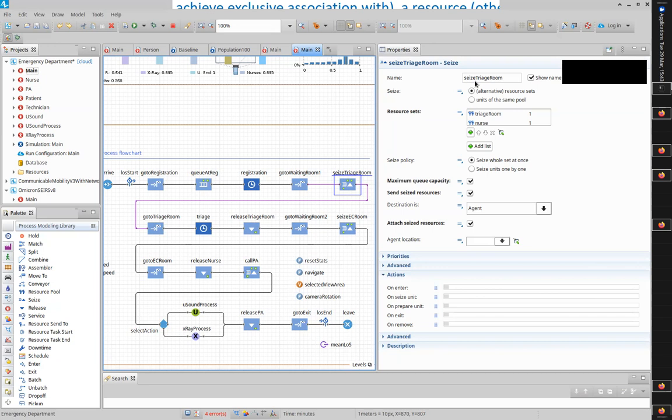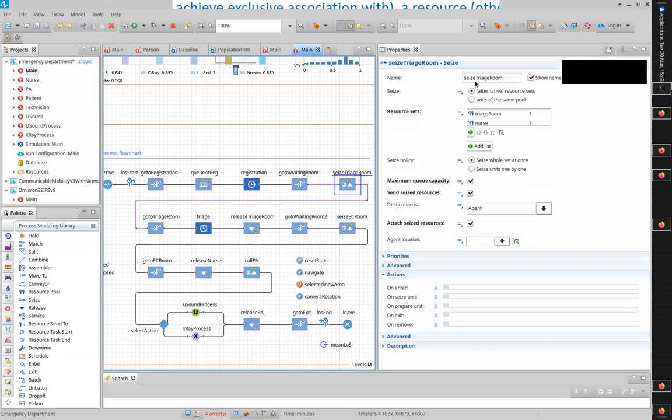If you're going to seize them one by one, you always want to list them in the same order. Because if there's another place in the model which lists them in the opposite order, say in this place you have trios rather than a nurse, and somewhere else it's nurse and then the trios, then you could have exactly the deadlock situation. As long as they're in the same order everywhere, you can actually avoid deadlock. But if you're inconsistent about the ordering, you can get in a situation where deadlock occurs.